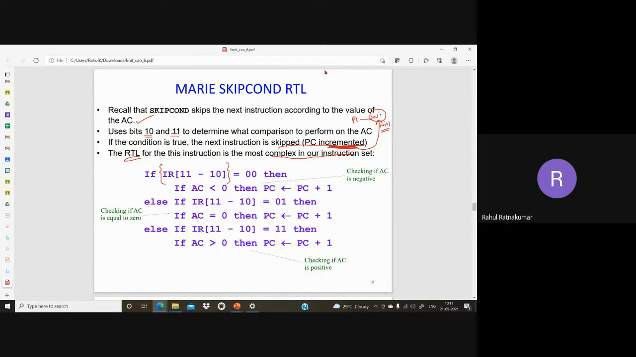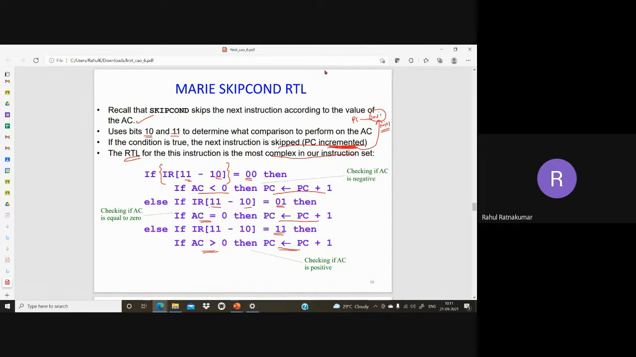If the 11th and 10th bits are 0, 0, then if the accumulator is less than 0, if the accumulator is negative, then skip count. Else, if the 11th and 10th bits are 0, 1, then check if the accumulator is 0. If it is 0, then skip count: PC becomes PC plus 1. Else, the last check is if the bits are 1, 1 and the accumulator is greater than 0 or positive, then skip count. So this is an if and else statement like in C. It is very straightforward, right?